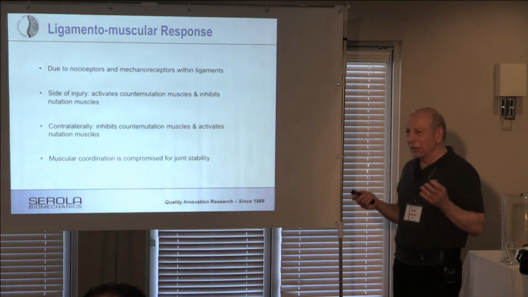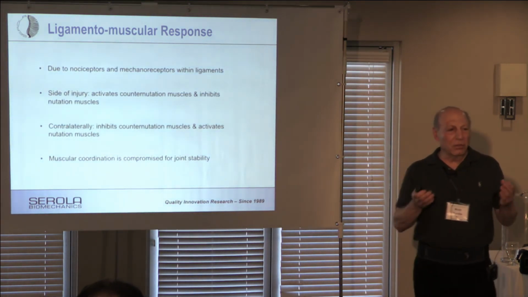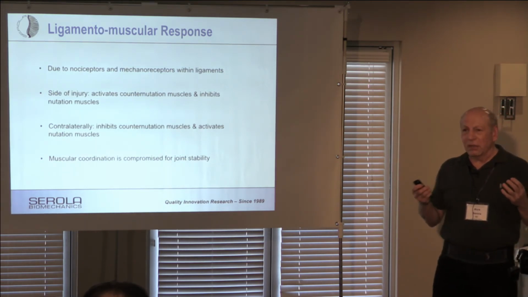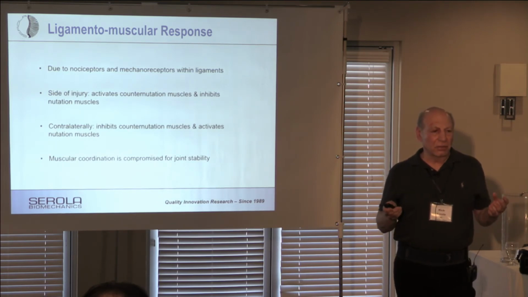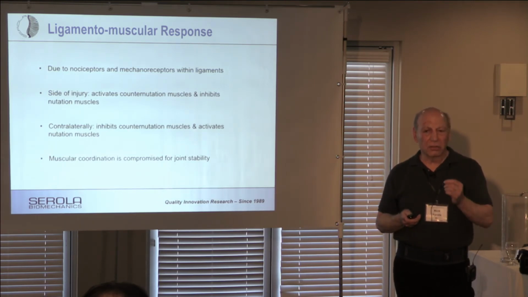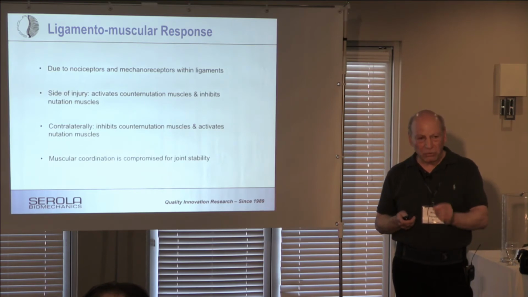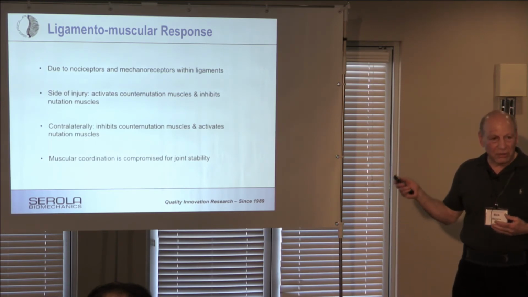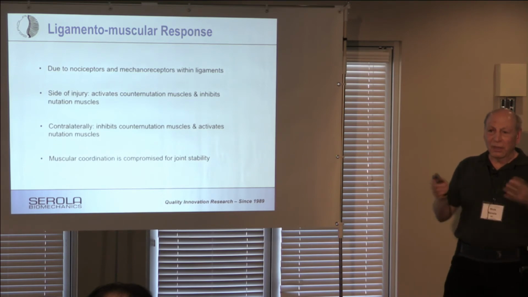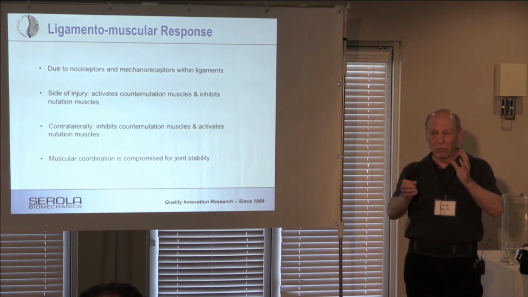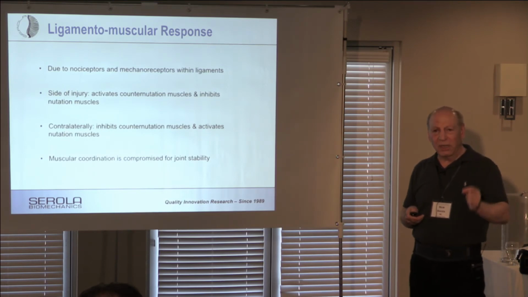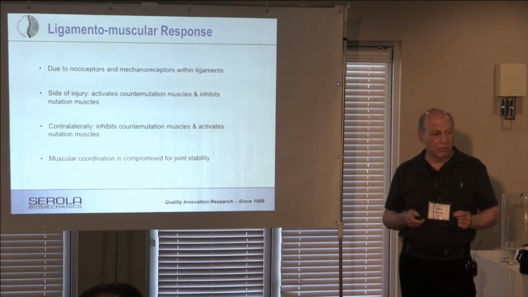Okay, so when the ligaments sprain, within the ligaments there are mechanoreceptors and nociceptors that activate a ligamental muscular reflex. It activates the muscles that cause counternutation on the side of injury, and it inhibits the muscles that cause nutation because nutation is a lesion. It wants to avoid that. On the opposite side, because of the reciprocating motion, it activates the nutation muscles and inactivates the counternutation muscles.